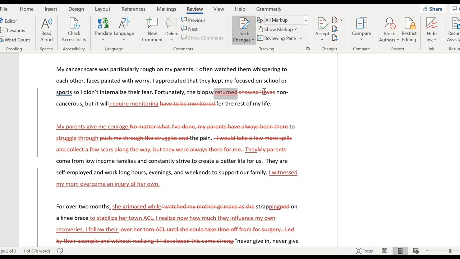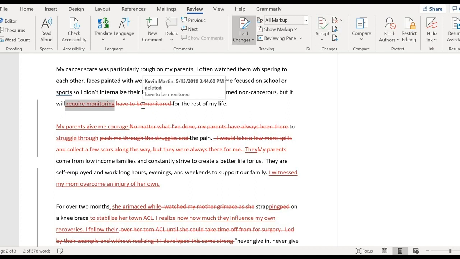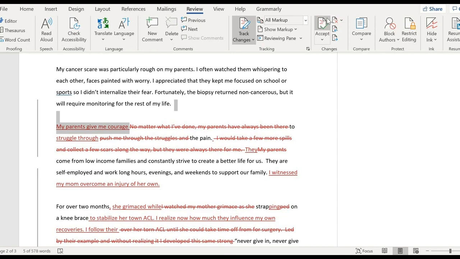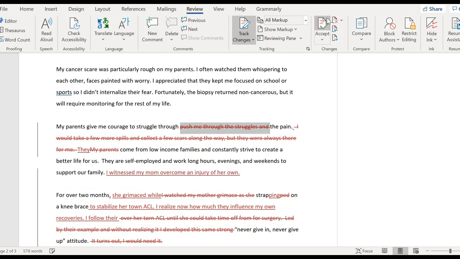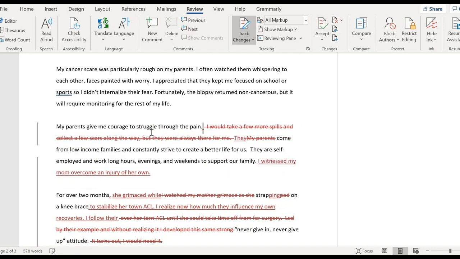Instead, "showed"; it was, again, "returned." Much more concise and direct. "Have to be monitored" as passive voice becomes "require monitoring," active. "My parents give me courage to struggle through the pain," right? So we've taken a 30-word sentence and condensed it down to 10.